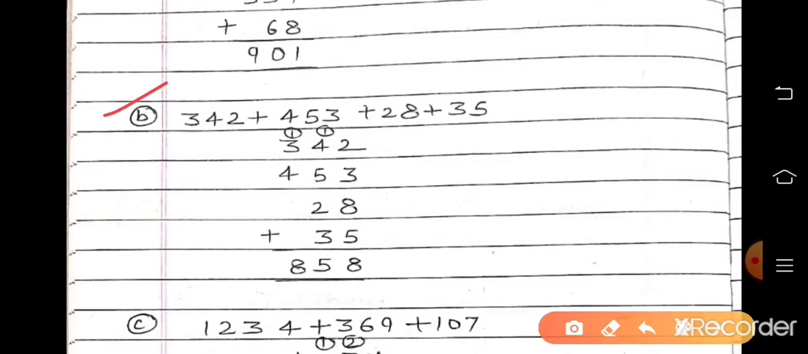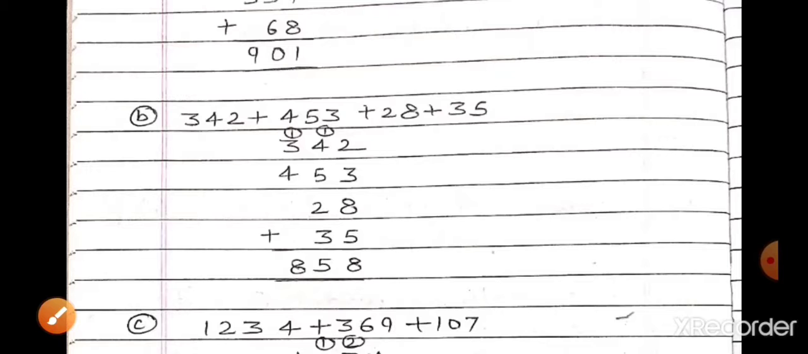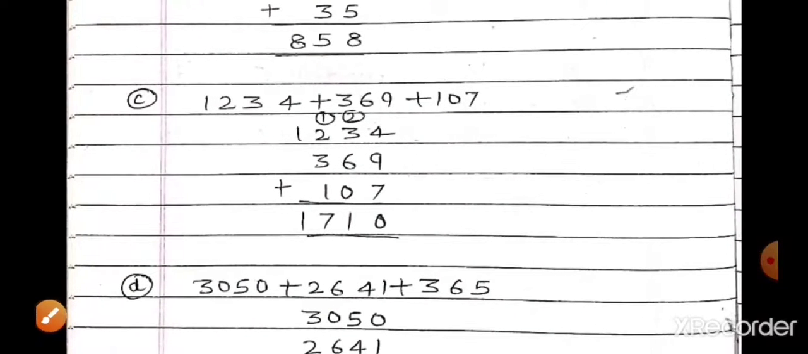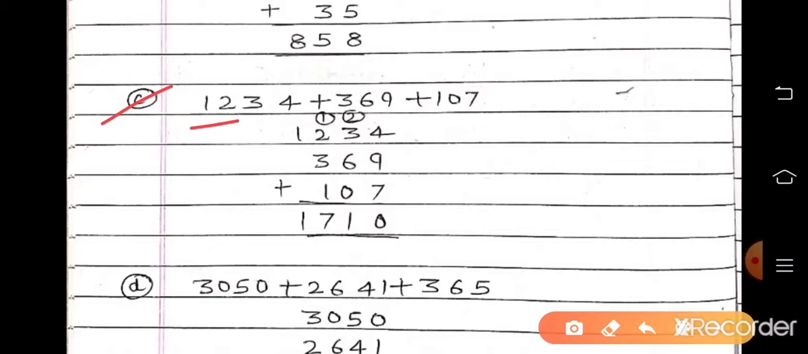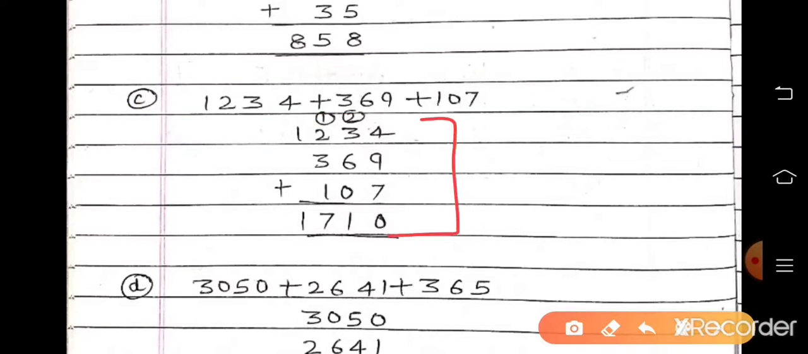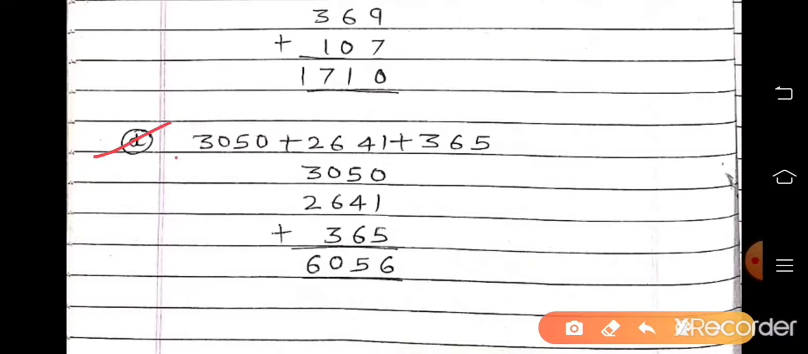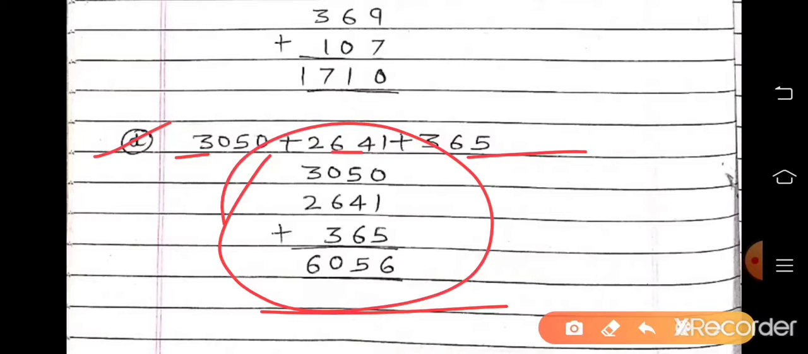Now B part, 4 numbers are given here, so arrange like this and add. Okay, now C part, 3 numbers are here, so first arrange like this and then add. Now D part, 3 numbers, arrange and add. Okay, so I think it is very easy for you. Now question number 9.